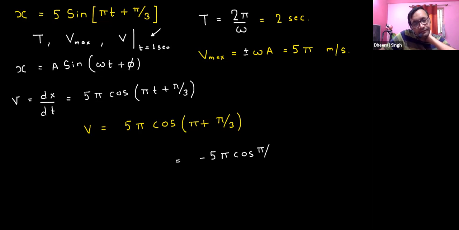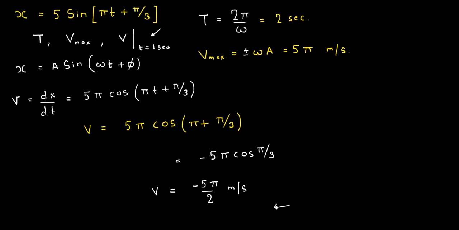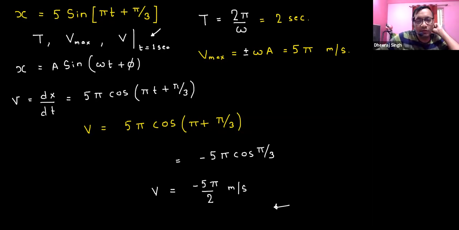What is cos of pi by 3? How much it is? Half. So minus of 5 pi by 2 meter per second. Minus means it is going on the left hand side. Okay. Is all of you clear? All right, so this is clear.